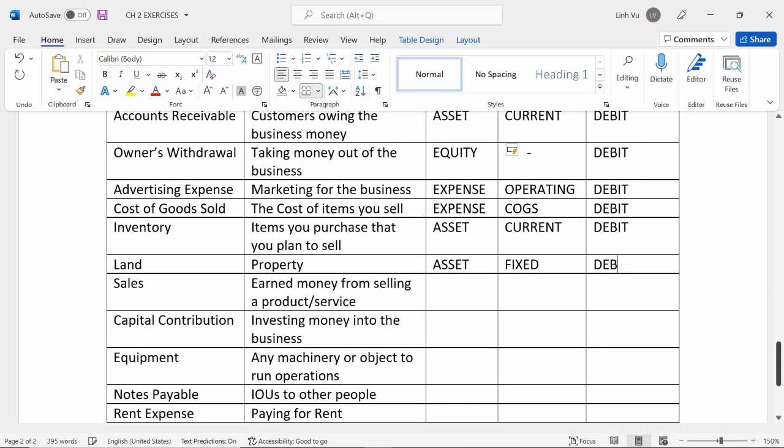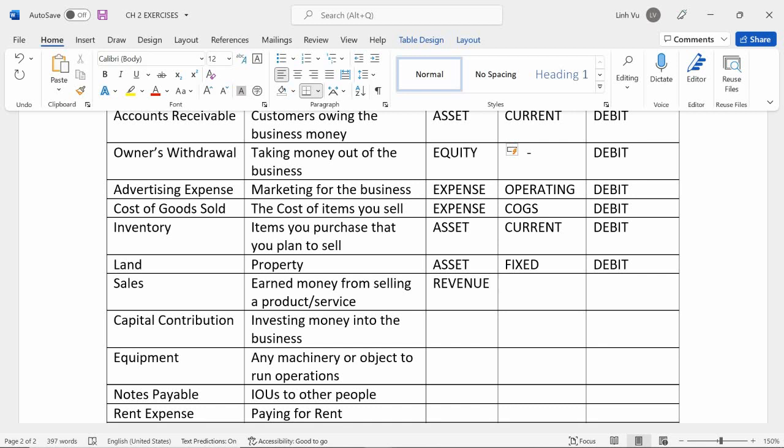Debit. Yes, debit. Okay. All right, what about sales? When you earn money from selling a product or service? Asset. Not an asset. Revenue. It's your revenues, right? It's when you sell your items and you earned your sale, right?